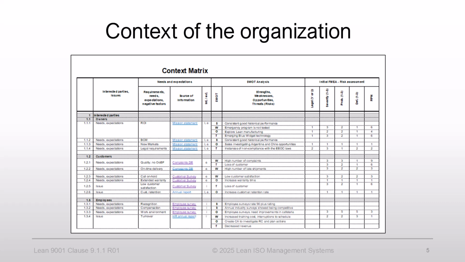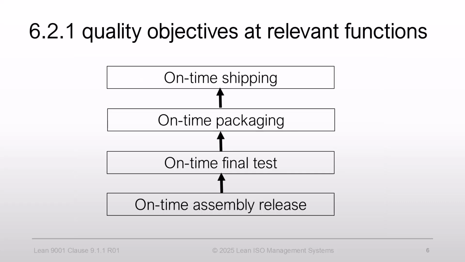This was a good start, but the top performance indicators do not come out of thin air. They have to be a result of the contributing processes. This is where the standard requirements 6.2, quality objectives and planning to achieve them, come into play.